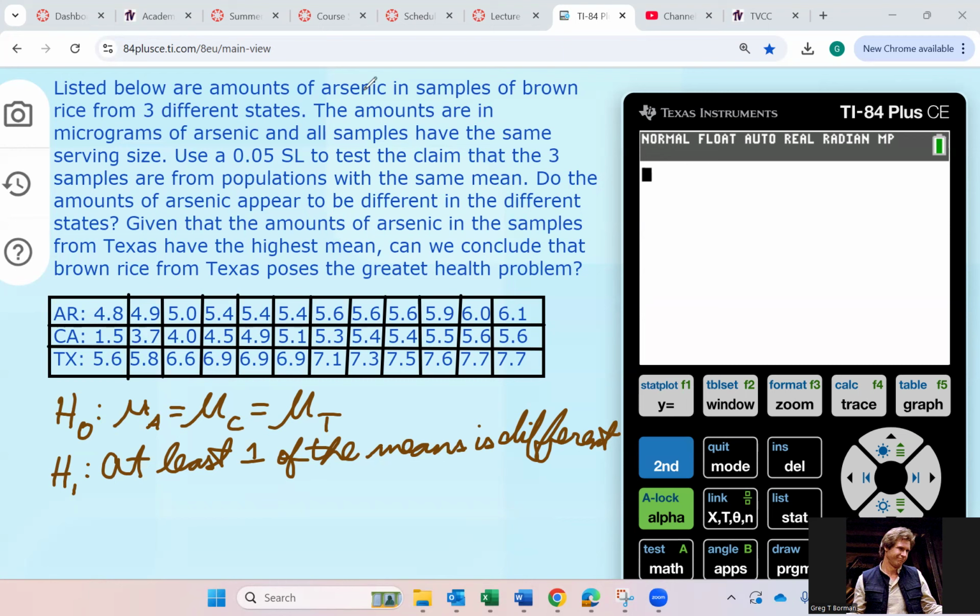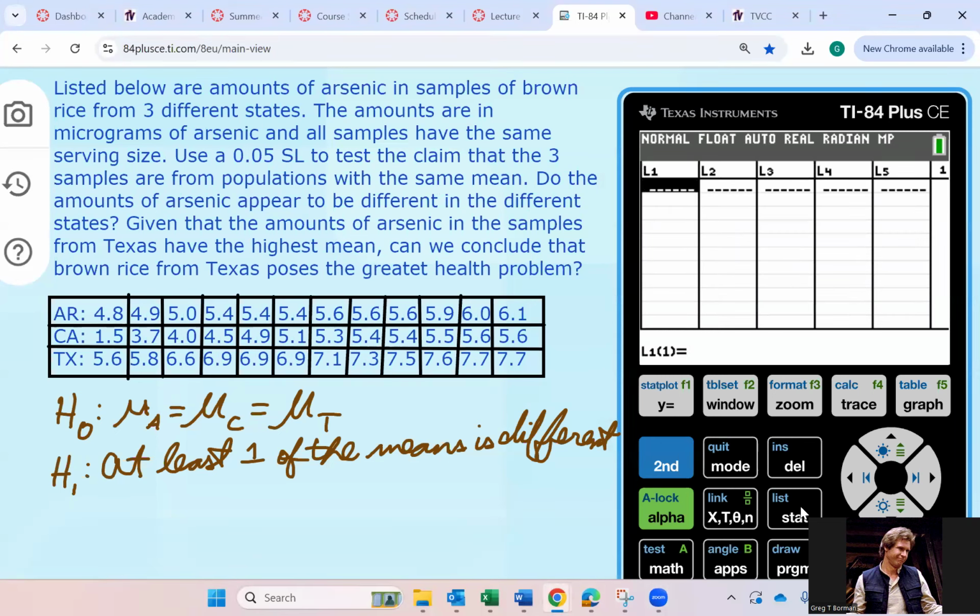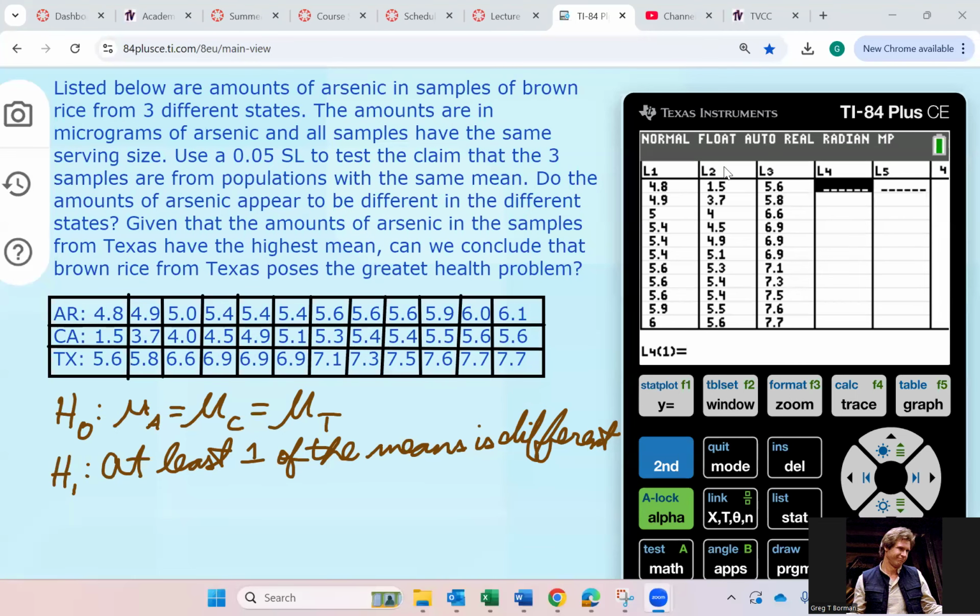Okay, now it's time to put the data into the calculator. I'm going to pause for just one moment. So what I'm going to do is go to stat, enter, and put all the data from one of them, in the order they appear in the problem, in L1. So Arkansas is going to go in L1, and I'll keep going. Then all of California in L2, all of Texas in L3. Okay, so all the data is in there. You can see just about all of it. The last one or two you can't, but that's okay.